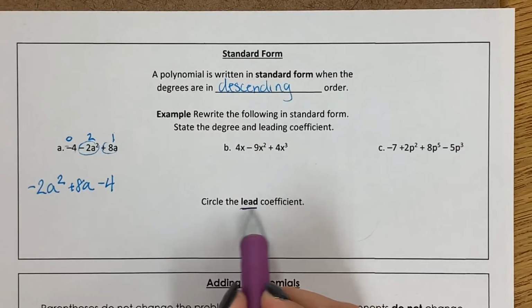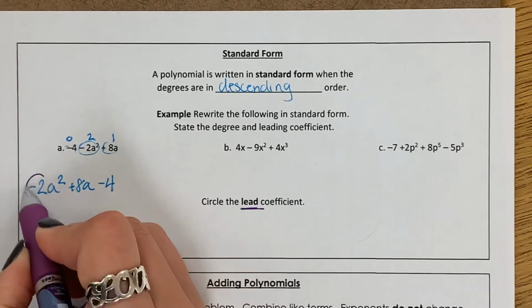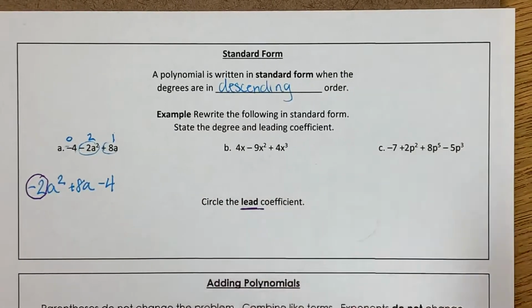Then it wants us to circle the lead coefficient. So now that we have an order, it's the number at the front. That is our lead coefficient.